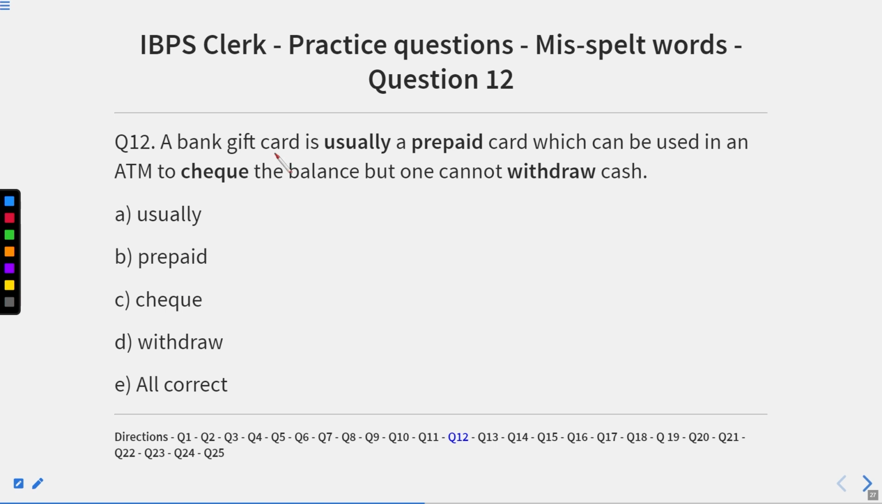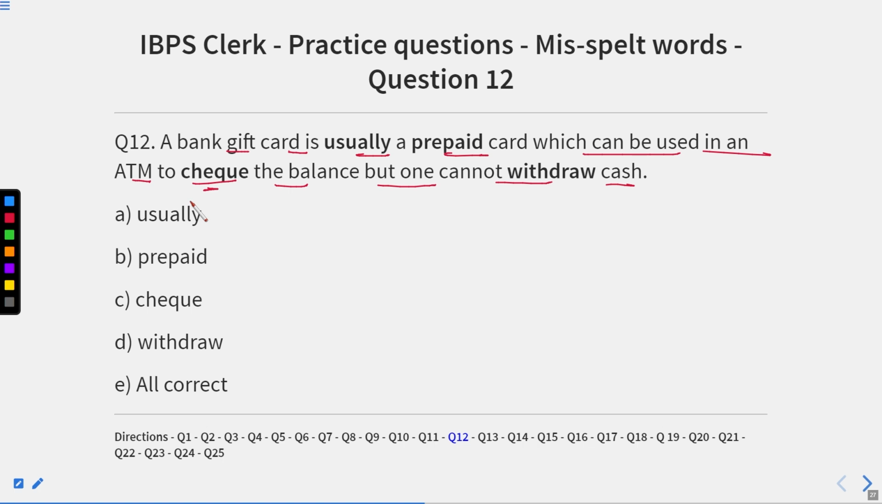This is question number 12. A bank gift card is usually a prepaid card which can be used in an ATM to check the balance, but one cannot withdraw cash. Now, if we talk about a check, this is actually a kind of negotiable instrument. After signing it or filling it with the amount that we want, we present it to a bank and they provide us money from our account only, whatever amount we have written on the check as per our requirement, and also the availability of the balance. So that is a check. So that is a kind of negotiable instrument.